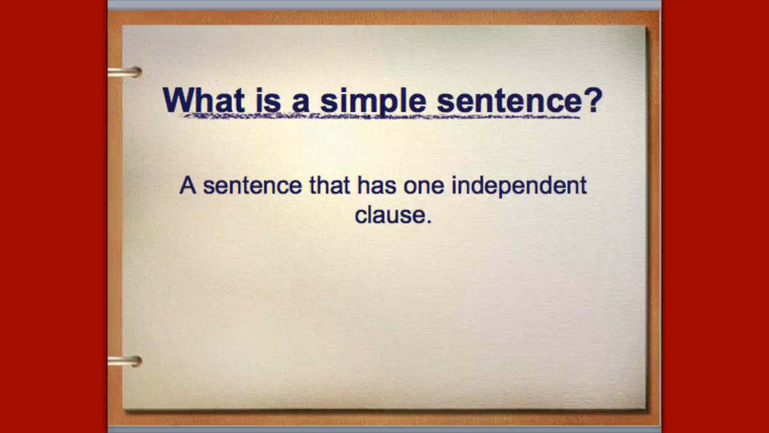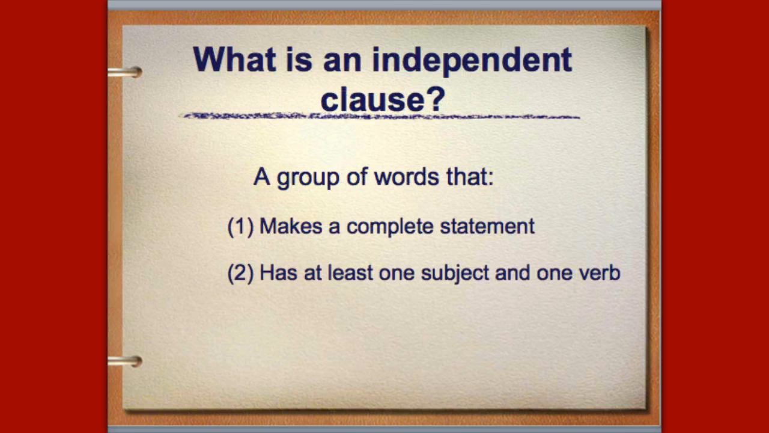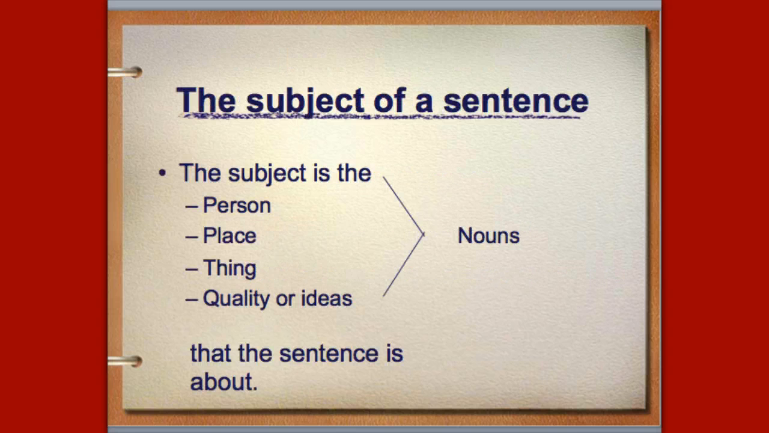Now, a simple sentence is a sentence that has one independent clause. We'll be going over dependent and independent clauses later. An independent clause is basically a sentence that can stand up all by itself. A dependent clause is part of a sentence that might have its own subject and verb, but it needs to be attached to the independent clause because a dependent clause cannot stand by itself. Now, again, an independent clause makes a complete statement and has at least one subject and one verb.